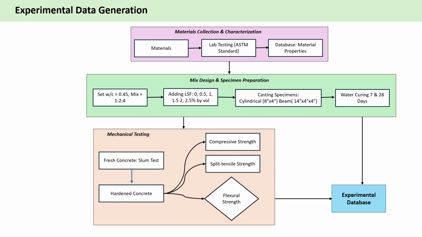Concrete cylinders and beams will be cast and cured for 7 and 28 days. Then tests such as slump and compressive strength, split tensile strength, and flexural strength will be conducted. All these experimental results will form the database for machine learning models development.